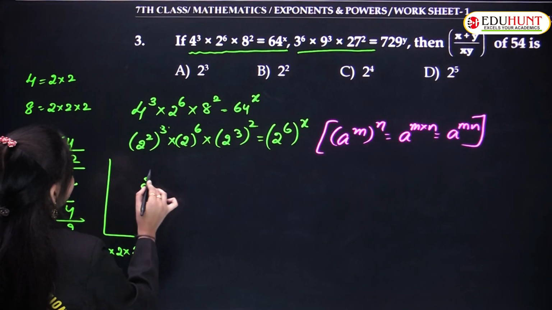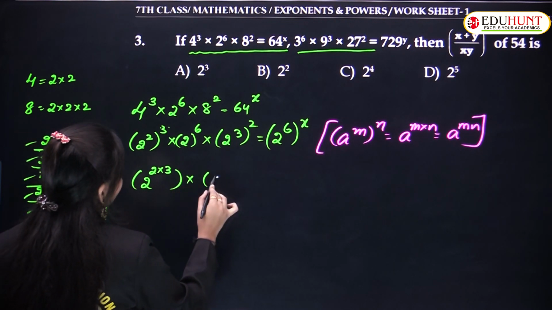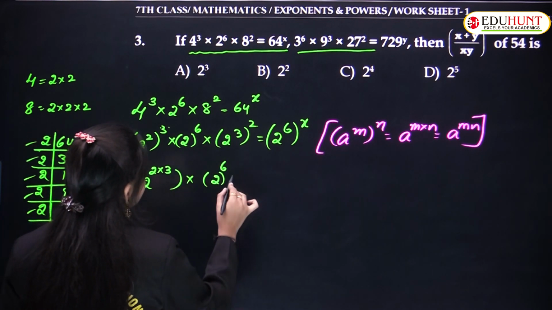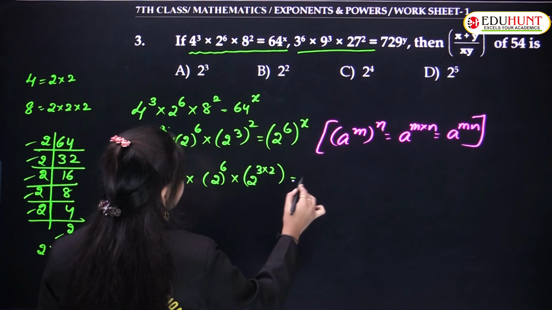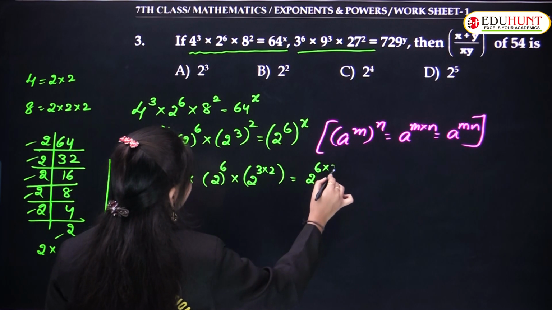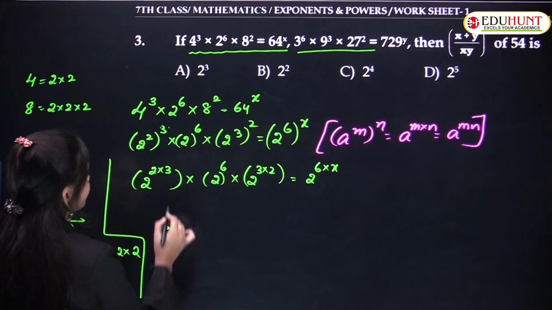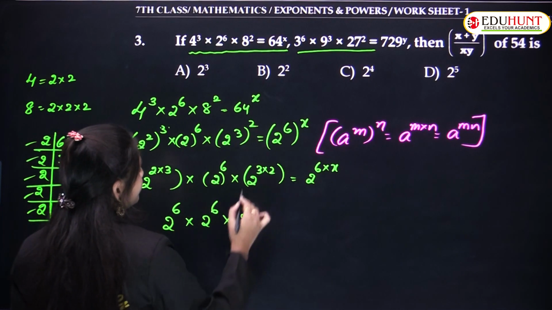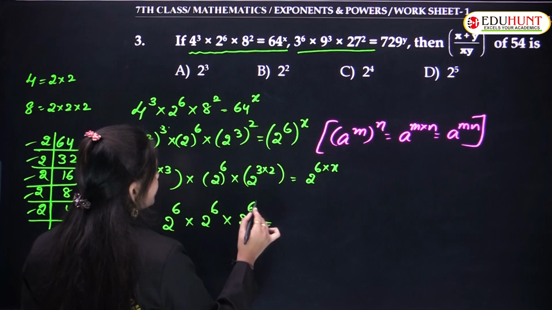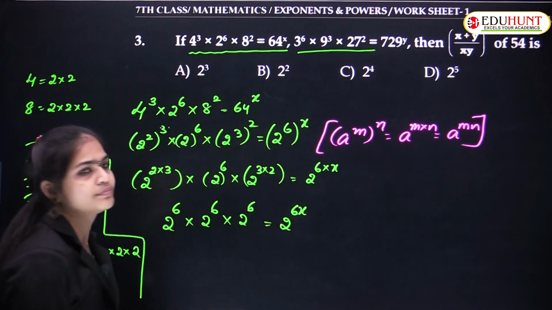2 power 3 into 2 is equal to 2 power 6 into x. Write it as it is. Now 2 power 3 into 2 power 6 into 2 power 6 is equal to 2 power 6x.